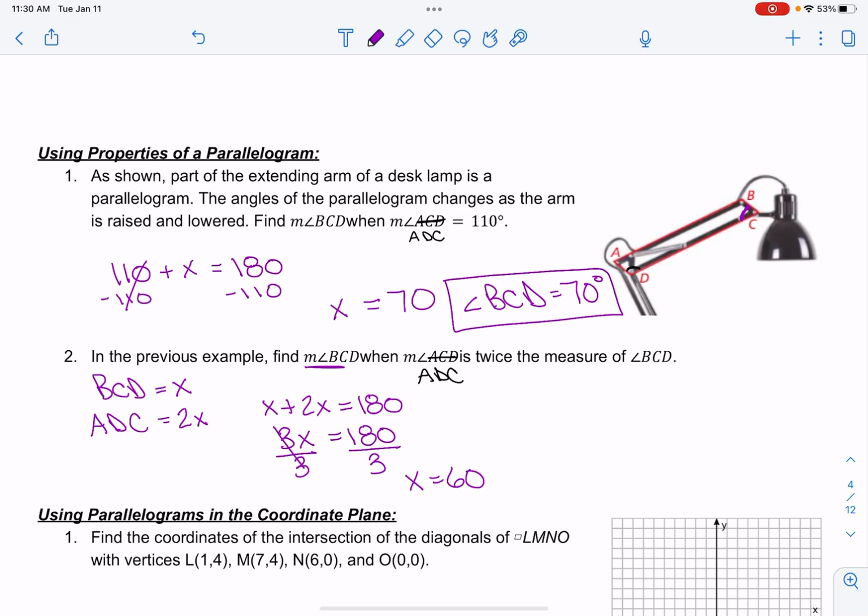They asked us to find the measure of angle BCD. Well, in this case, x was BCD. So that is our total answer. It is 60 degrees.